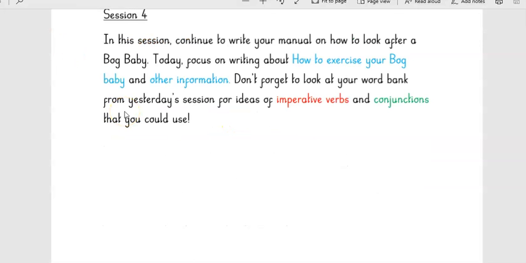So for session 4, you're going to continue to write your manual on how to look after a bog baby. And it's the sections that you haven't yet written. So we're focusing today on how to exercise your bog baby and also any other information. Don't forget to look at your word bank from yesterday's session for ideas of which imperative verbs you might be able to use and also conjunctions as well.